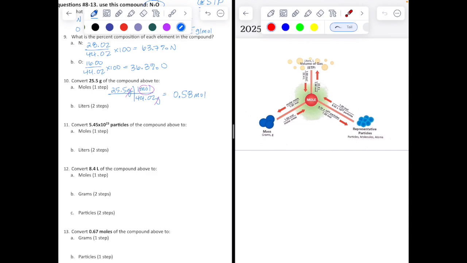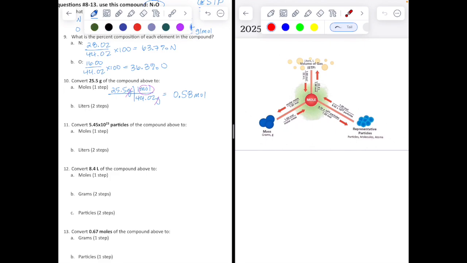What about liters? If we go from grams to liters, that's going to be a 2-step problem. So let's go back over here to our mole map. We're going to go from grams to moles, so we need to use 1 mole over the molar mass, just like we did here on the left. And then we're going to go to volume of gas, liters, so we're going to use 22.4 over 1 mole. So we're going to go this way, then this way. Make sure that we're using the right conversion factors, and our units should be canceling.